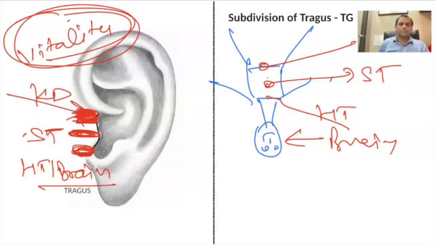So the uppermost point has been declared a very good point, which is connected with the kidney. So this point is called the point of vitality.